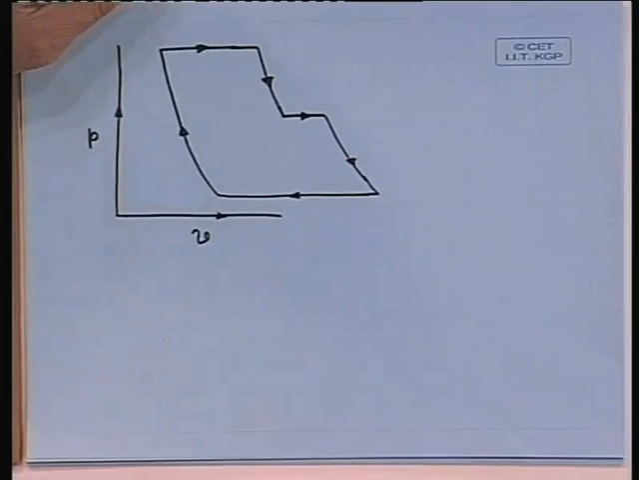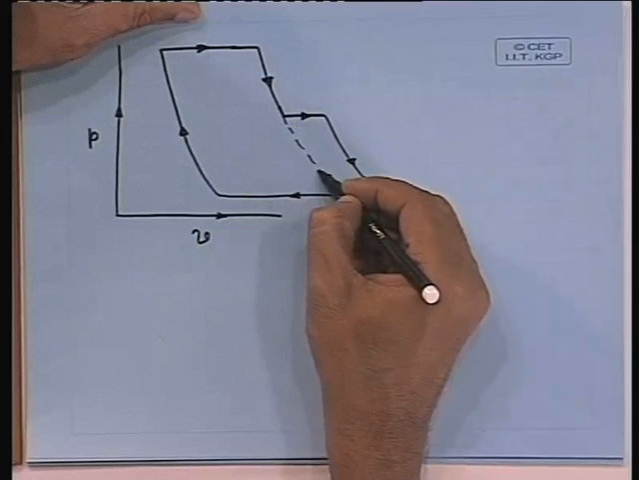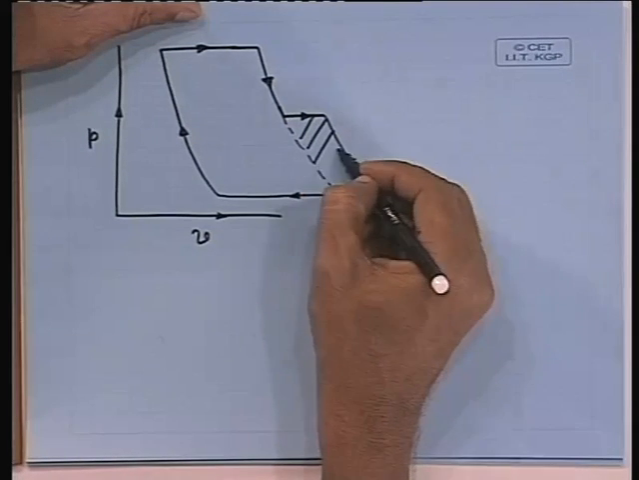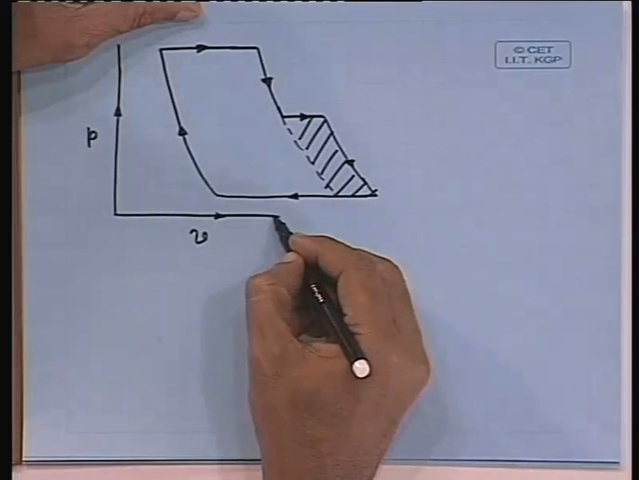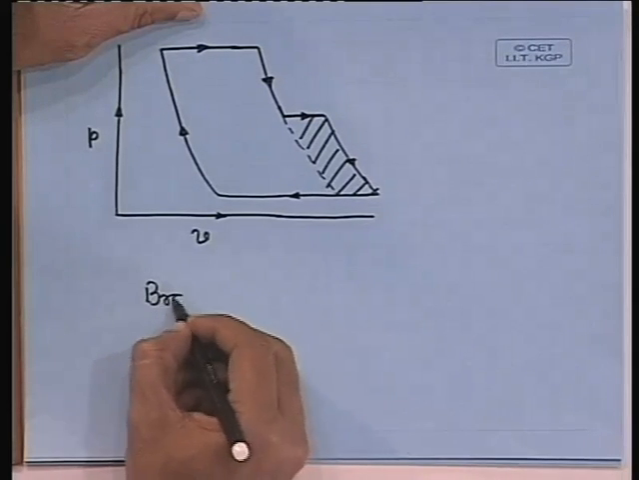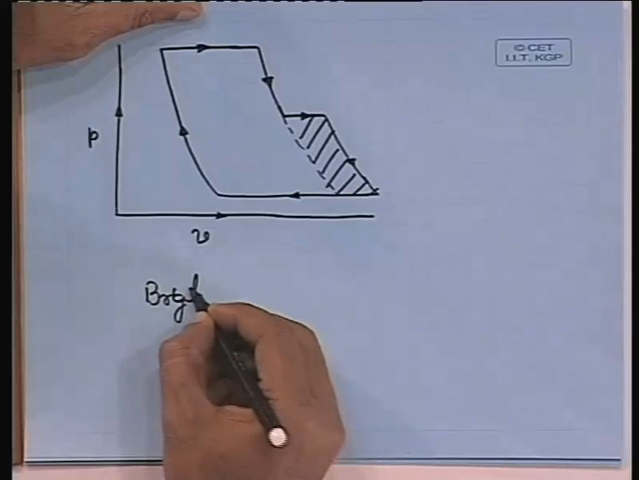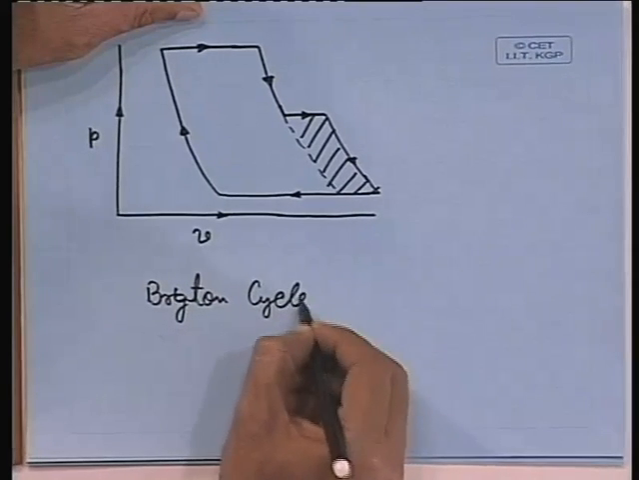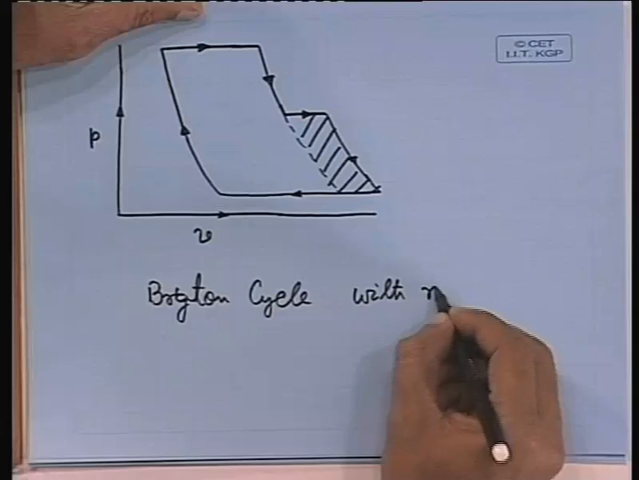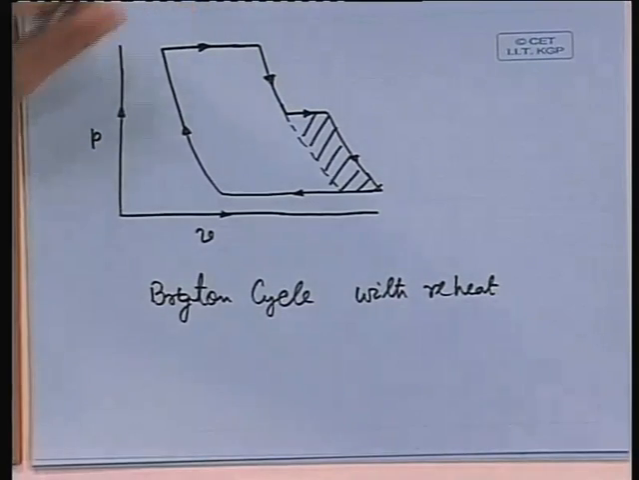So, here we can see that this much amount of extra work we are gaining by reheating. So, we can write Brayton cycle with reheat. So, what we have got? We can have intercooling, we can have reheat, and we can have regeneration. If all the three things are used together, then we will have some respectable figure as the efficiency of the cycle.